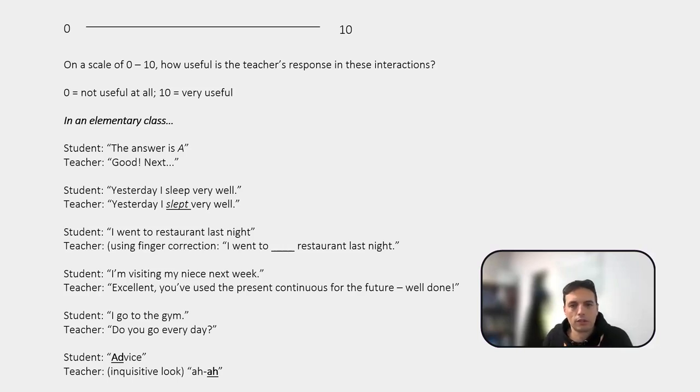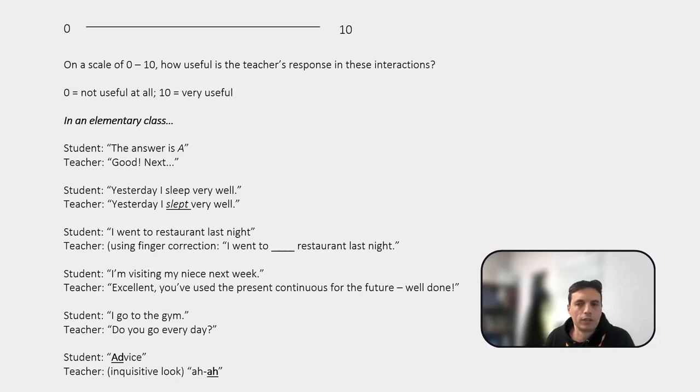So far it's been quite theoretical. This is a more practical look at things. So you've got six responses or answers given from students and teachers responding. This is an elementary class, and on a scale of 0 to 10, how useful is the teacher's response in these interactions? At this point, feel free to pause the video so you can have some time to look at the students' answers and the teacher's responses and give your own rating. I'll now go through each one and comment on each one. You can compare your answer with mine, and of course later on we can discuss this.